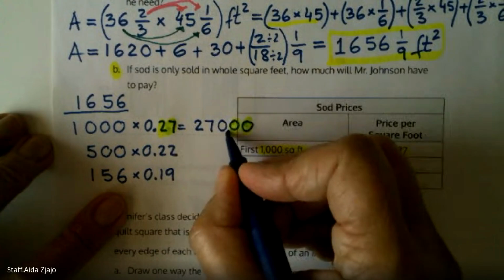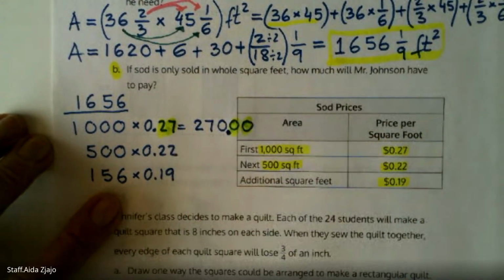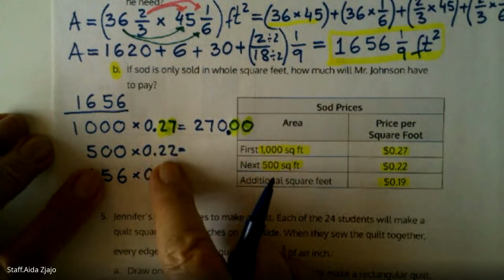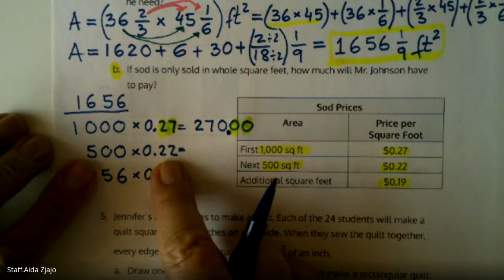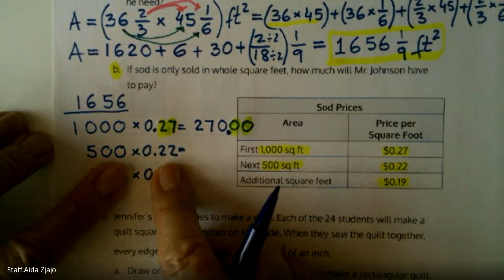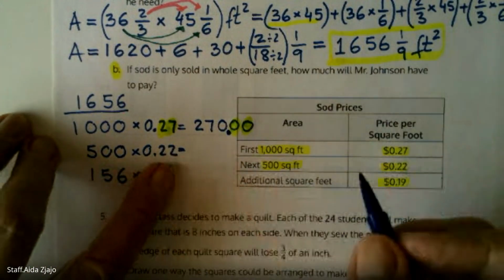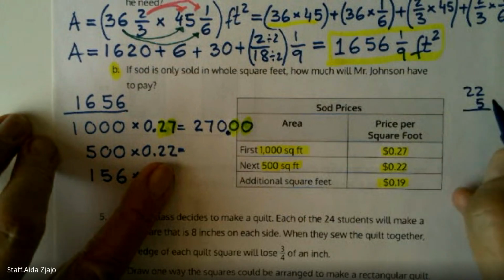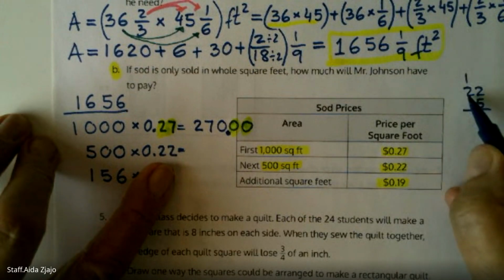So the 1,000 square feet will cost him $270. If you look at this one, what is 22 times 500? So you can think about what is 22 times 5. 2 times 5 is 10.